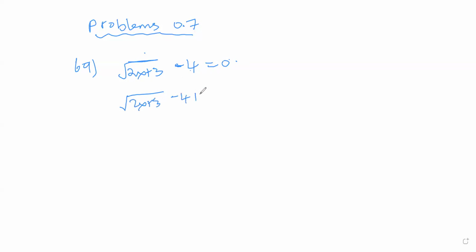By adding 4 on both sides, it becomes square root 2x plus 3 equals 4. Then the index here is 2 because it's a square root, so we square both sides of our equation. Square and square root cancel each other. 2x plus 3 becomes 16. So we then have this resulting linear equation to solve for x.